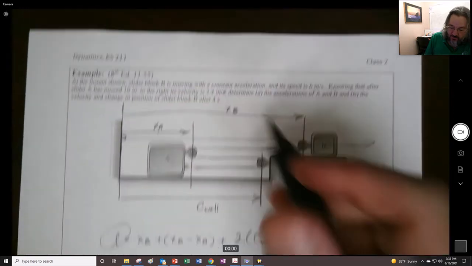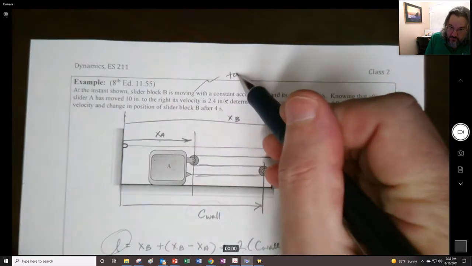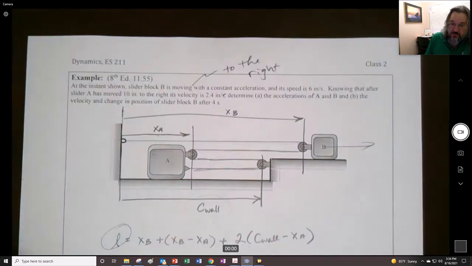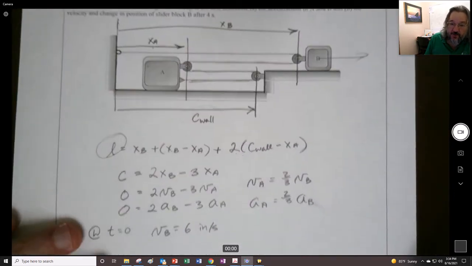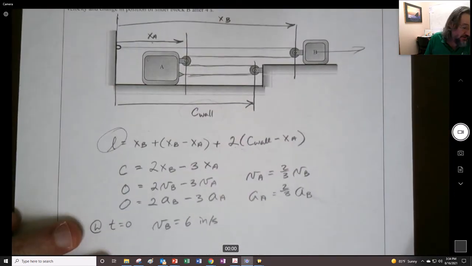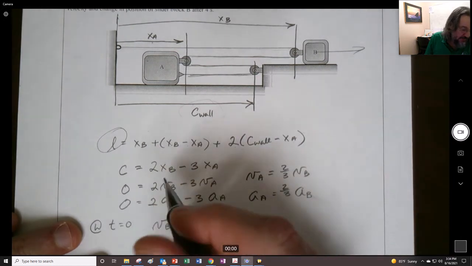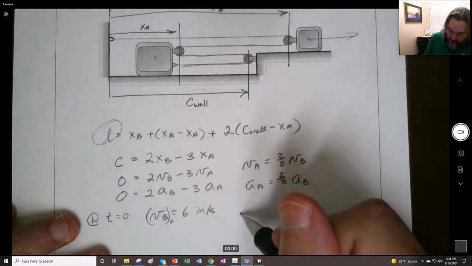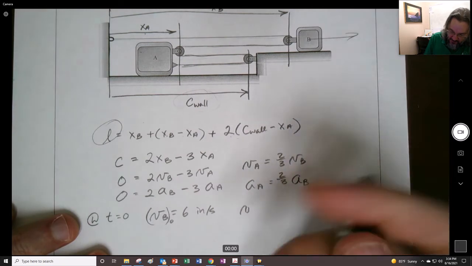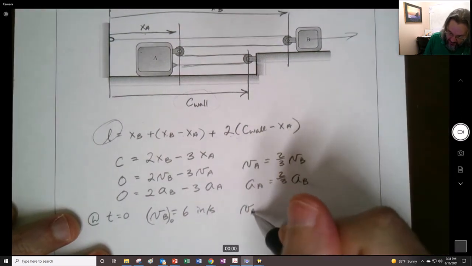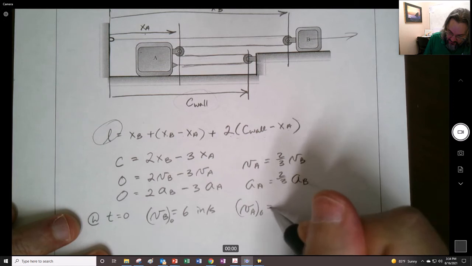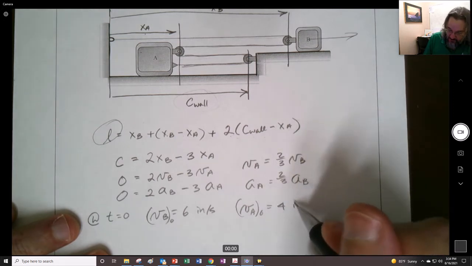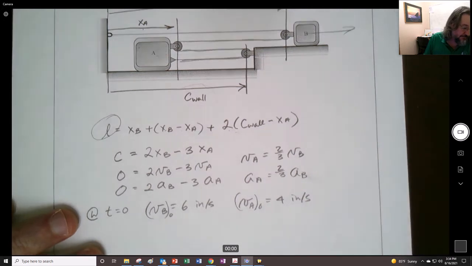And I should say it moving to the right. I think I just forgot to put a thing in there. All right. So we could also say, and let's call this time 0, VB 0. And so we also know what VA 0 is going to be. That's just going to be 2/3 of that, which is 4 inches per second.